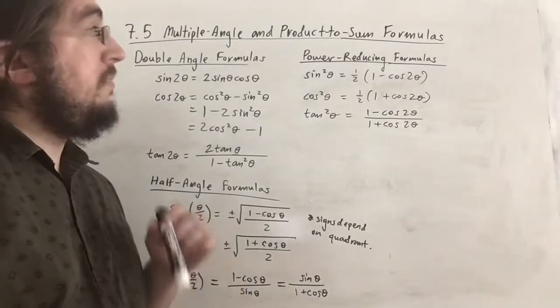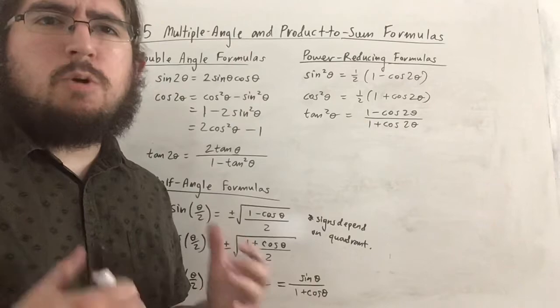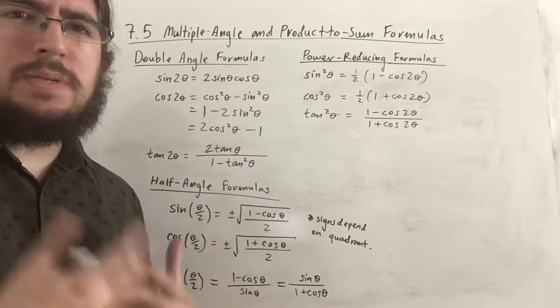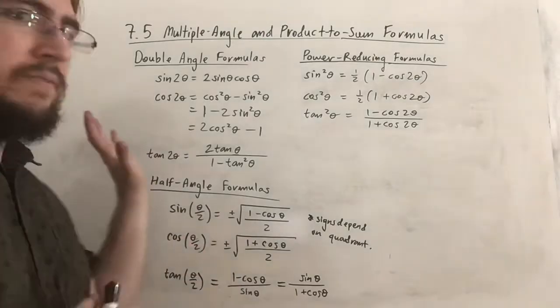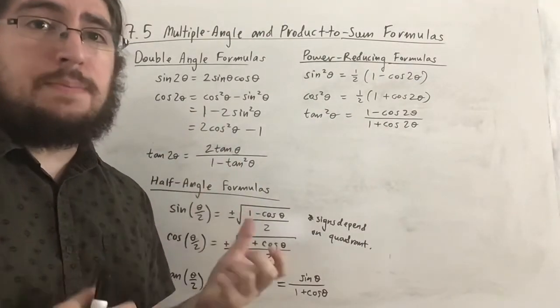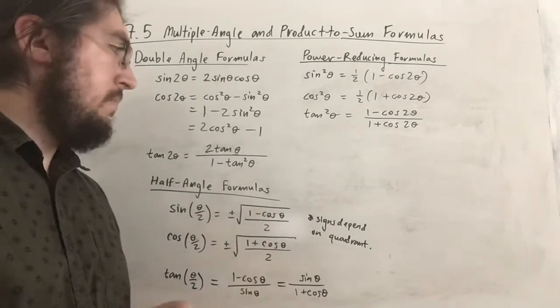This is chapter 7.5, which is multiple angle and product to sum formulas. There's actually quite a bit of formulas introduced in this section. And what I really want to do is try something a little different here. I'm going to just hit you with all the formulas at the very beginning, and then we'll see a few examples of each one after the fact, and we'll have to recall which formula is applicable.